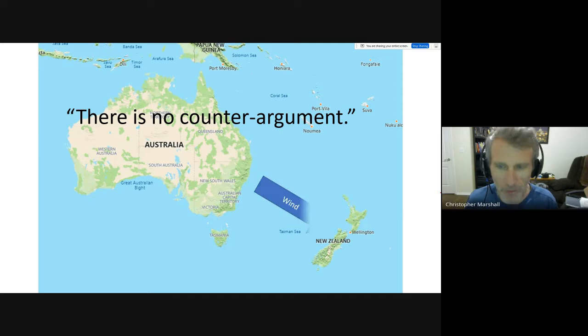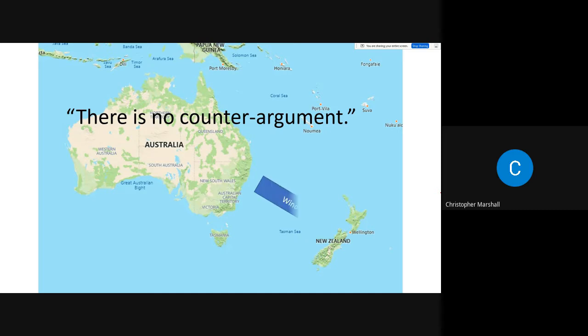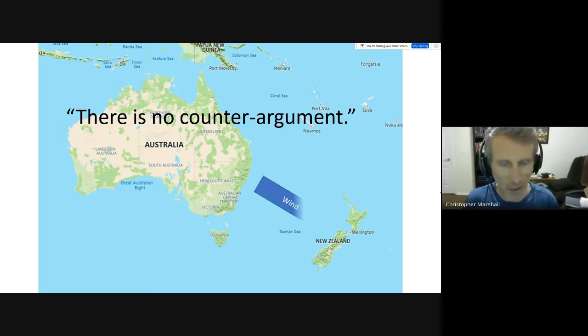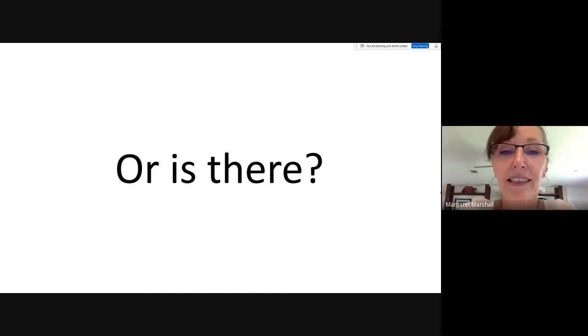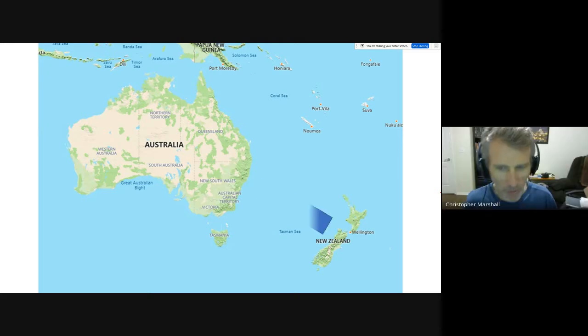So to visualize this, wind dispersal across the Tasman Sea from Australia. Our scientists said there is no counter argument. Or is there? This is the topic of my presentation. I'm going to propose a new theory, that it was wind dispersed, but in the opposite direction, from New Zealand to Australia, which would then beg the question, how did it get started in New Zealand? And that is the subject of my presentation.